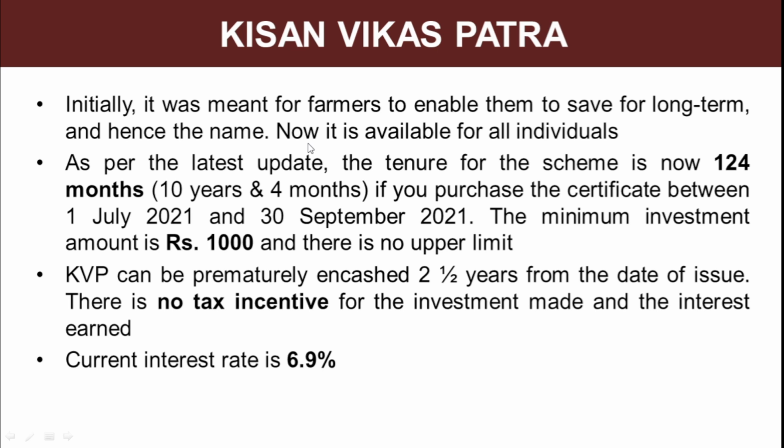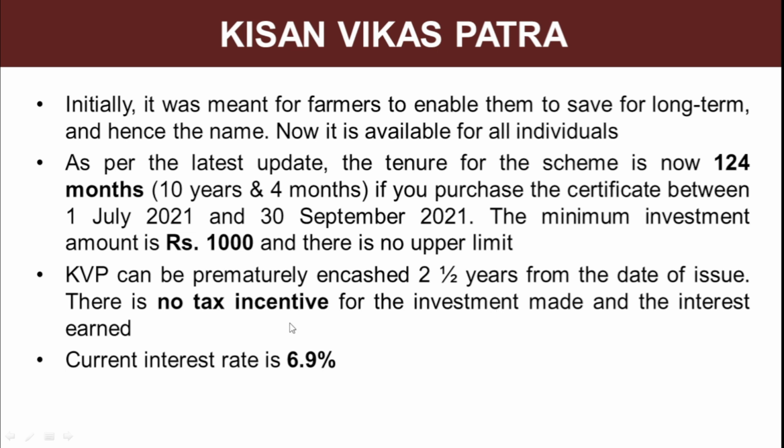And again let's come to its tenure. As per the latest update, the tenure for the scheme is now 124 months, that is 10 years and 4 months. Now this scheme has a lock-in period of 30 months, which means before which investors cannot withdraw their money. This line will make it clear: KVP can be prematurely encashed 2.5 years from the date of issue. So only after 2.5 years, or only after 30 months, investors can withdraw their money. Before that, they can't withdraw their money.